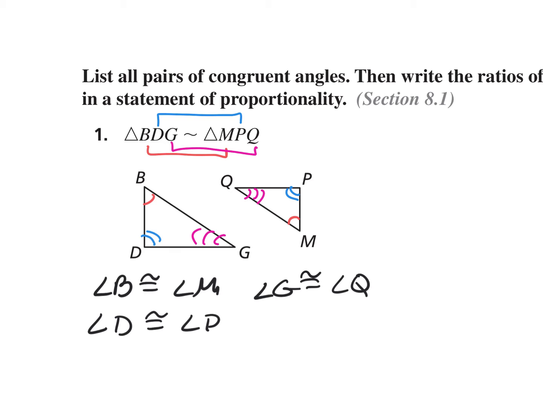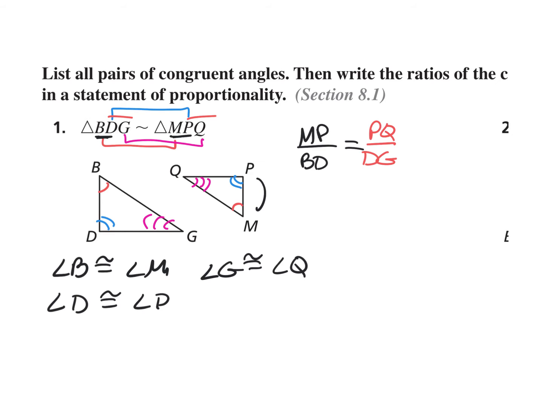Then for the proportional sides, what you're going to do is you could say that PM here, or MP, which is the first two letters, is going to match with the first two letters here. So if you do MP, BD, and then you're going to say it's equal to the next two letters. So it would be PQ, congruent to D, or equal to DG. And then lastly, you would do the first and the last. First and the last, you could say MQ is proportional to BG. So that would be your statement of proportionality.